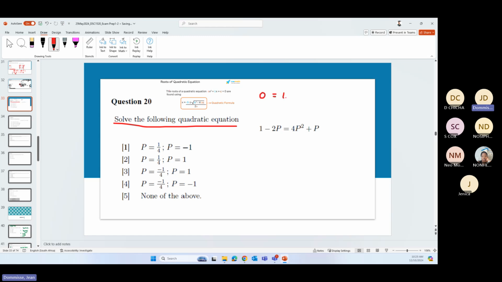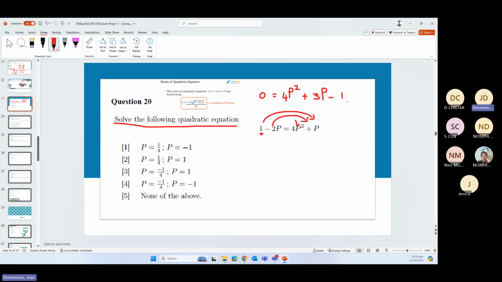So here I've got my 4p to the power of 2, so that's fine. I need to bring this to this side, so that will become positive 2. So that will give me positive 3p. And then this one, the 1, when I bring that over, the positive 1 becomes minus 1.